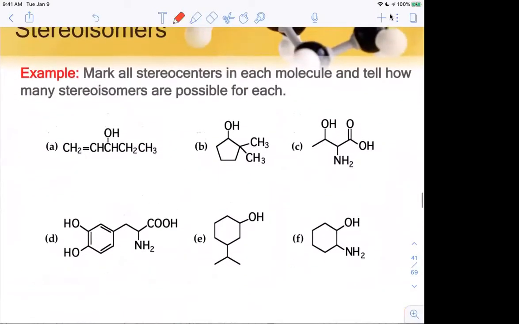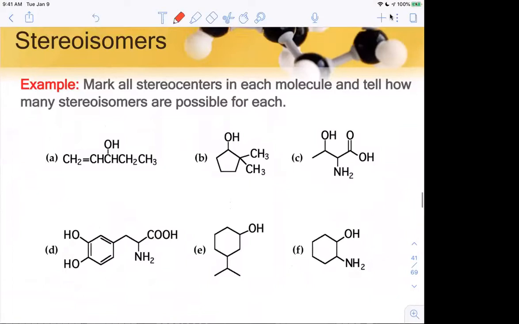Okay, here's an example before we get into that topic. Mark all the stereocenters in each molecule and tell how many stereoisomers are possible. Well, this one only has 1, so 2 to the first, I'll have 2. This one only has 1. This has 2 methyl groups, so that's not a stereocenter. So this has 2 to the 1 is equal to 2.